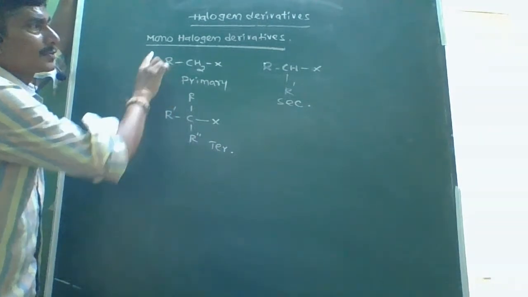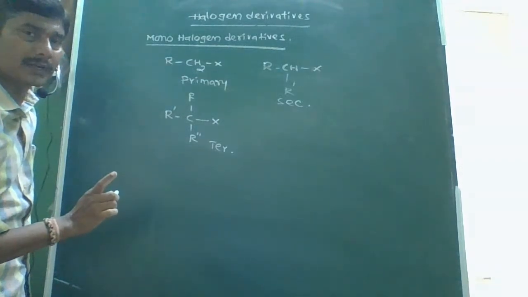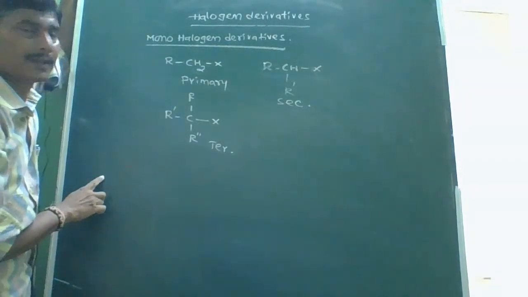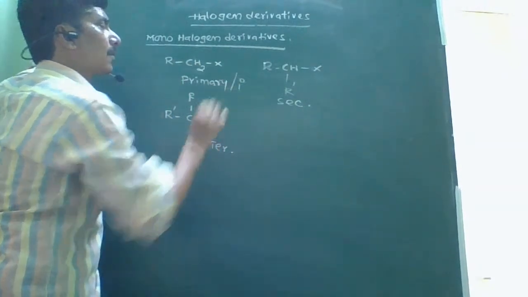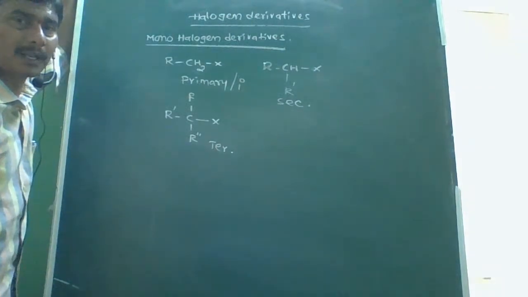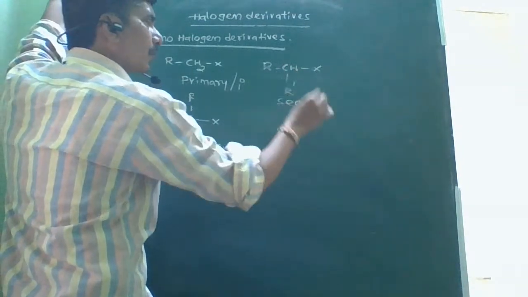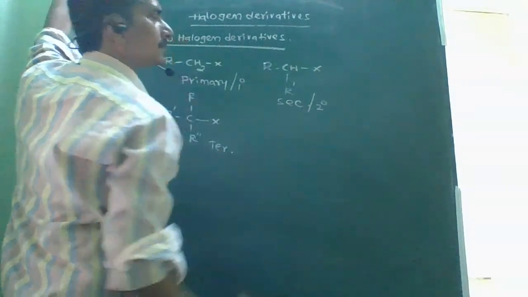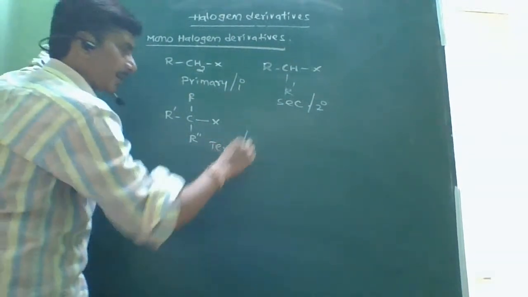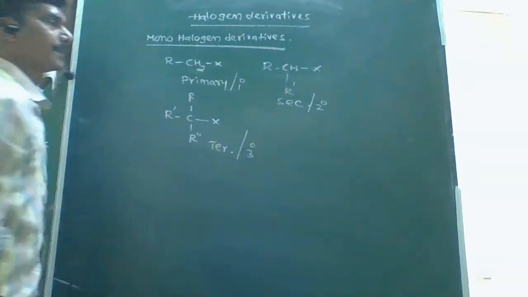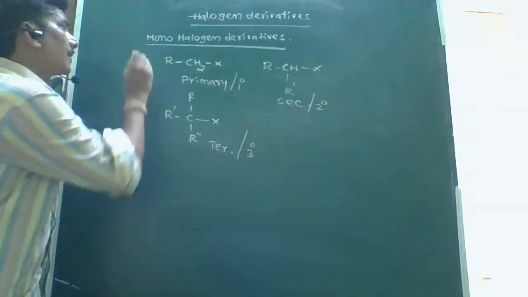Monohalogen derivatives are further classified on the basis of attachment of halogen to the type of carbon. If it is connected with the primary carbon or 1-degree carbon, that is known as the primary alkyl halogen. If it is connected with a 2-degree carbon, it is known as secondary, and with a 3-degree carbon atom it is tertiary alkyl halogen. This is the first one.